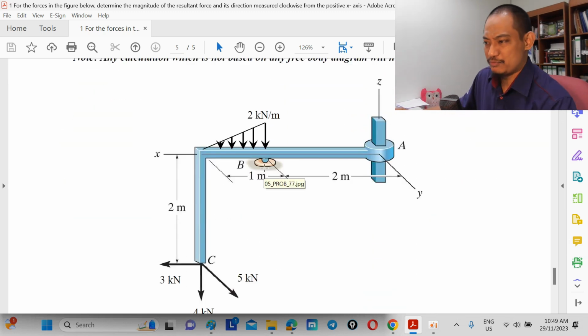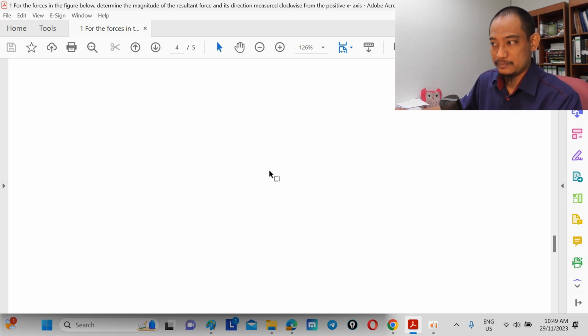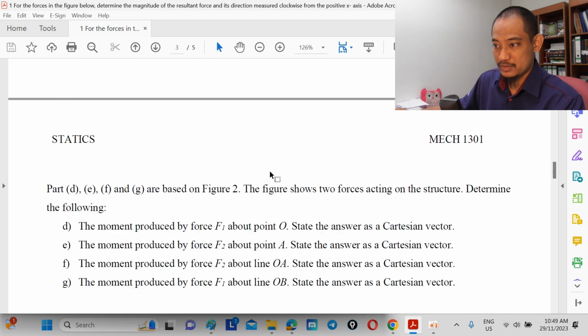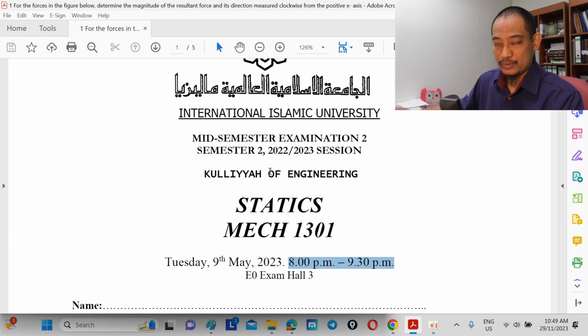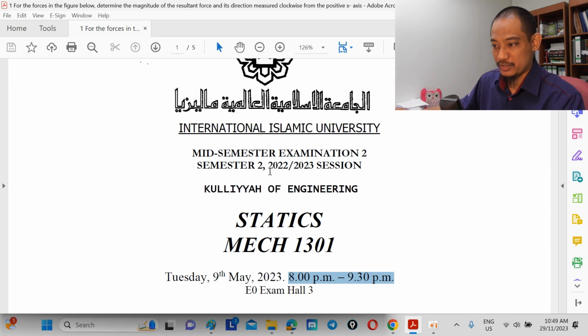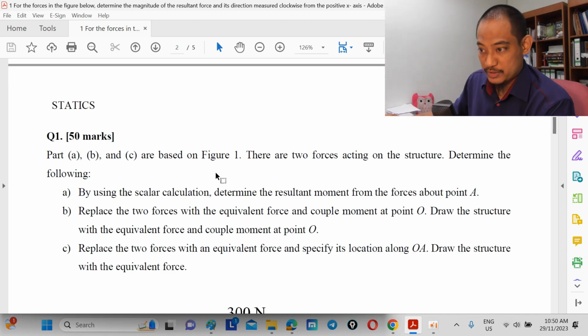So the question paper is straightforward in the sense that question 1 is testing you on moment, both 2D and 3D, and then question 2 is support reaction, or equilibrium of rigid body, 2D and 3D as well. So right, we'll move to question number 1, where we'll start to answer each part. Alright, here we go. Question number 1.